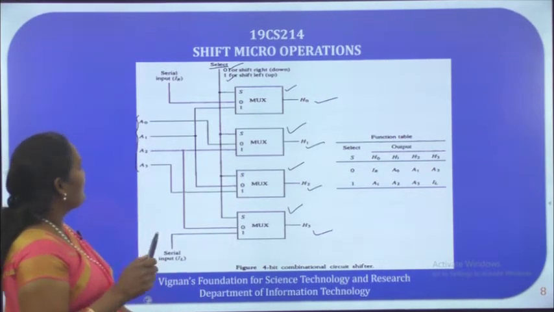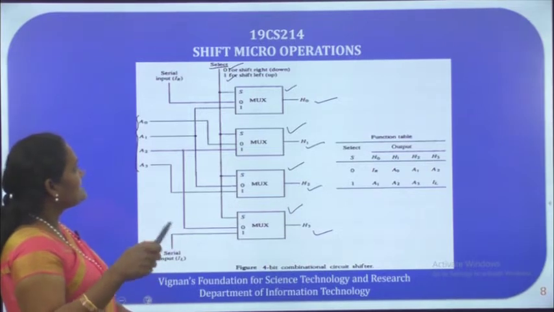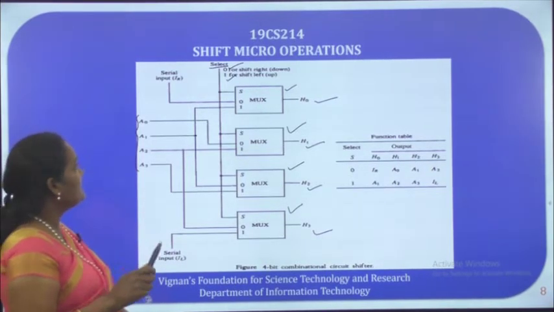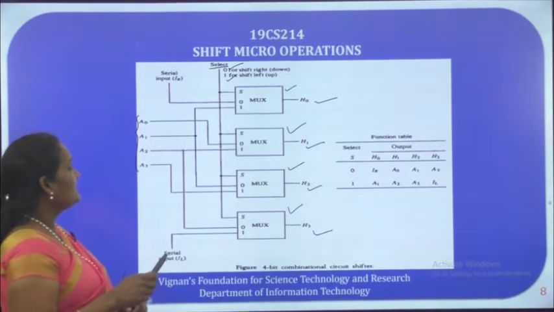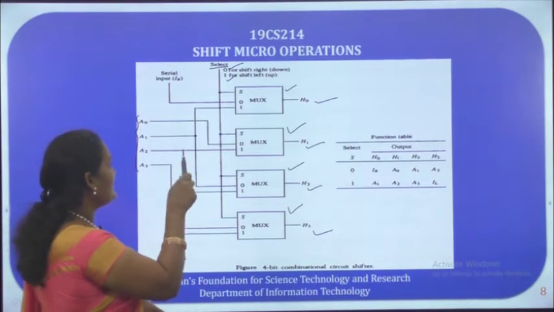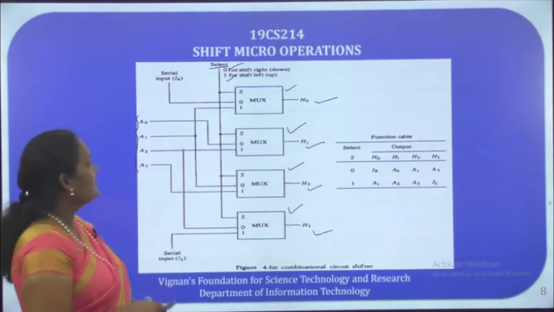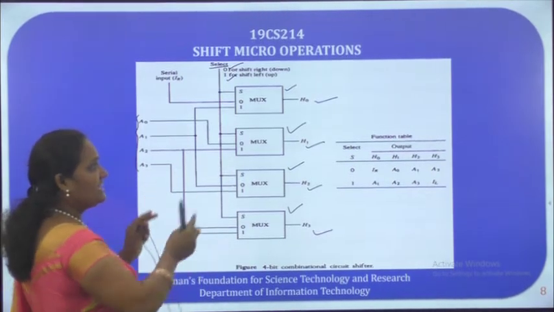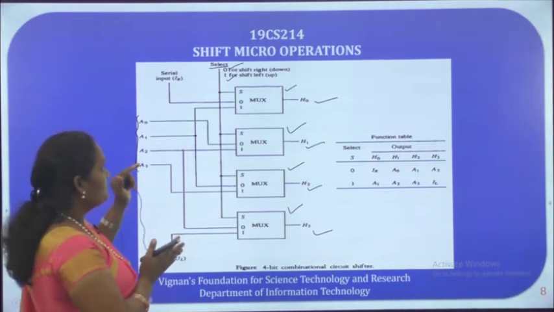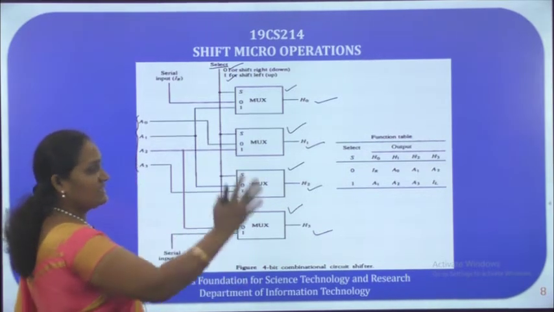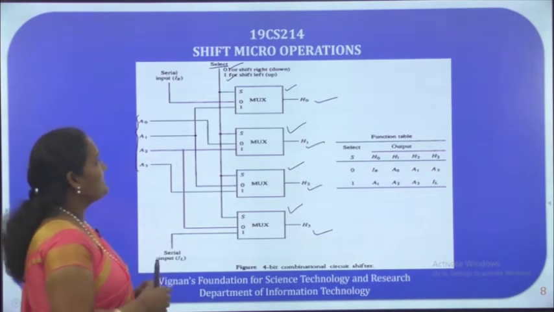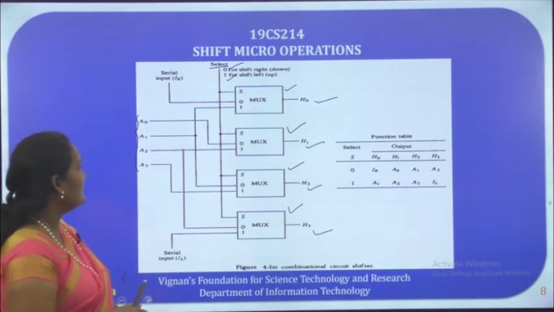If selection input value is 0, it indicates a right shift. If selection input value is 1, it indicates a left shift. So here we are representing the right shift in downward direction and left shift in upward direction. That is, we need to assume the diagram to be represented in horizontal. So in downward direction it indicates the right shift, in upward direction it indicates the left shift.